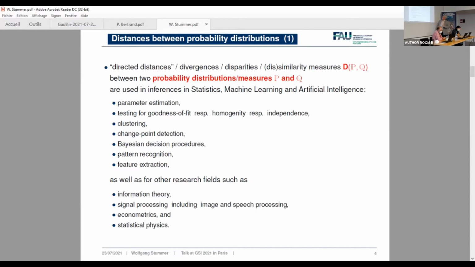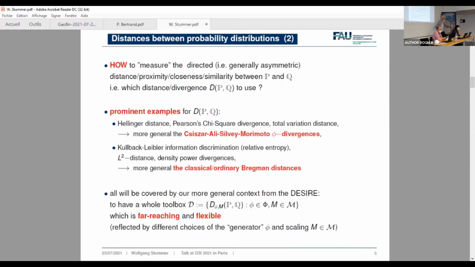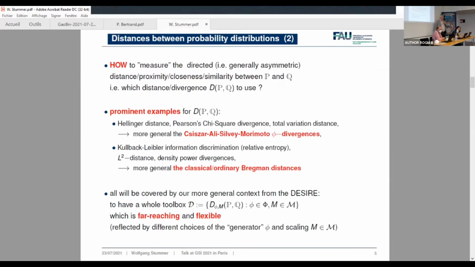Divergences between probability distributions are well-known tools in statistics, machine learning, and artificial intelligence. They're used for parameter estimation, testing for goodness of fit, Bayesian decisions, pattern recognition, and so on. So a lot of applications. The question is how to measure a directed distance between two probability distributions.